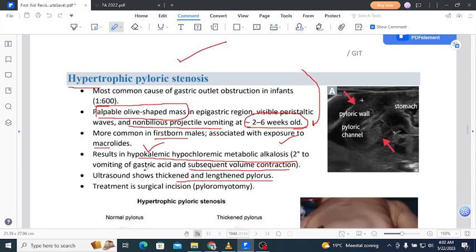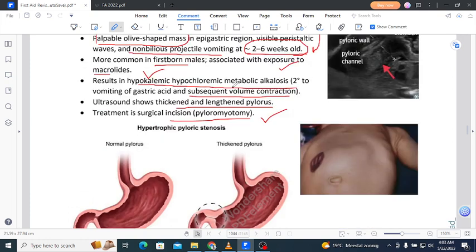Now you can see that the treatment is surgical incision, that is called pyloromyotomy. We incise the muscles of the pylorus. So we know that the problem is that muscles have become hypertrophic, so we cut those muscles, and when we remove the muscle, the problem is theoretically solved.